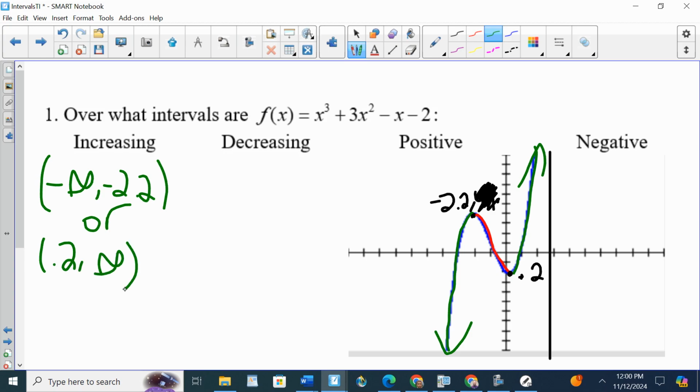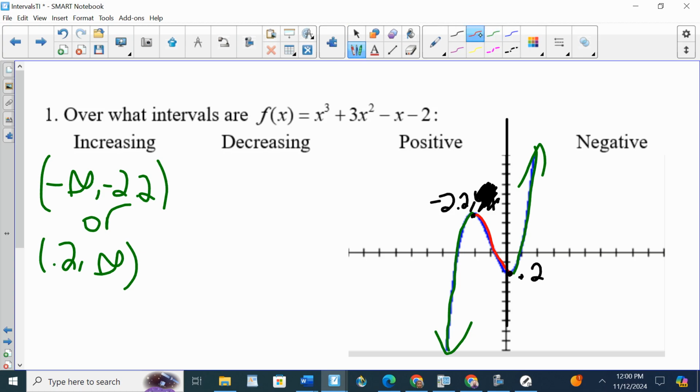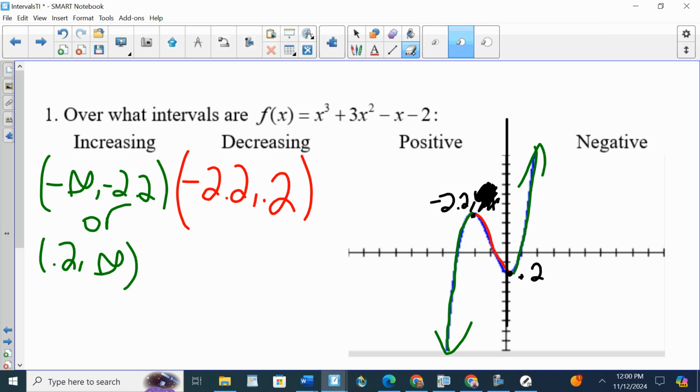For decreasing, same thing. I already have what I need. The red piece from left to right starts at negative 2.2. It ends at 0.2. So that is negative 2.2 to 0.2. And again, the point in which it turns around, it's neither increasing nor decreasing. All right, now, positive, negative.